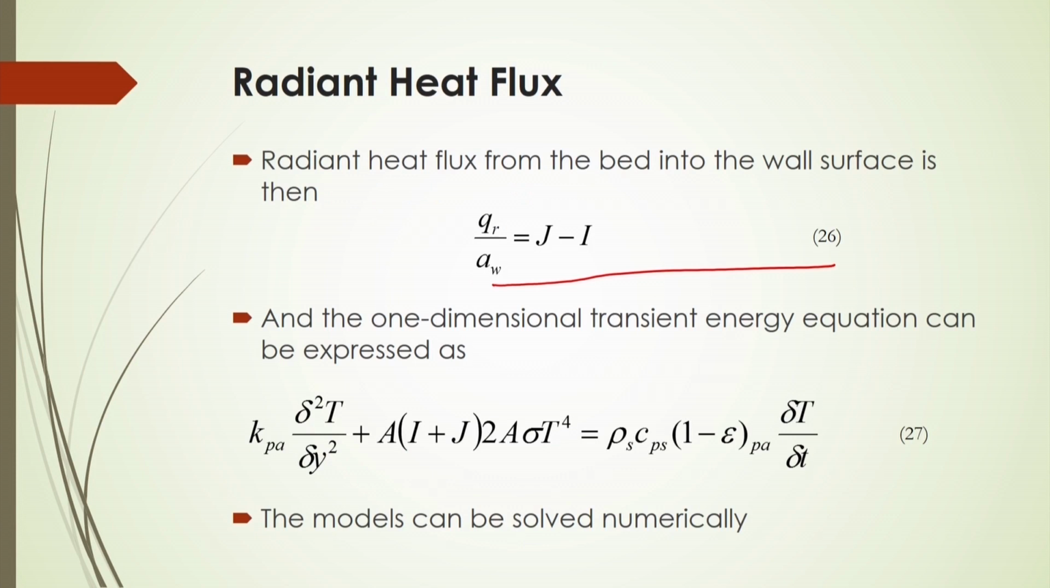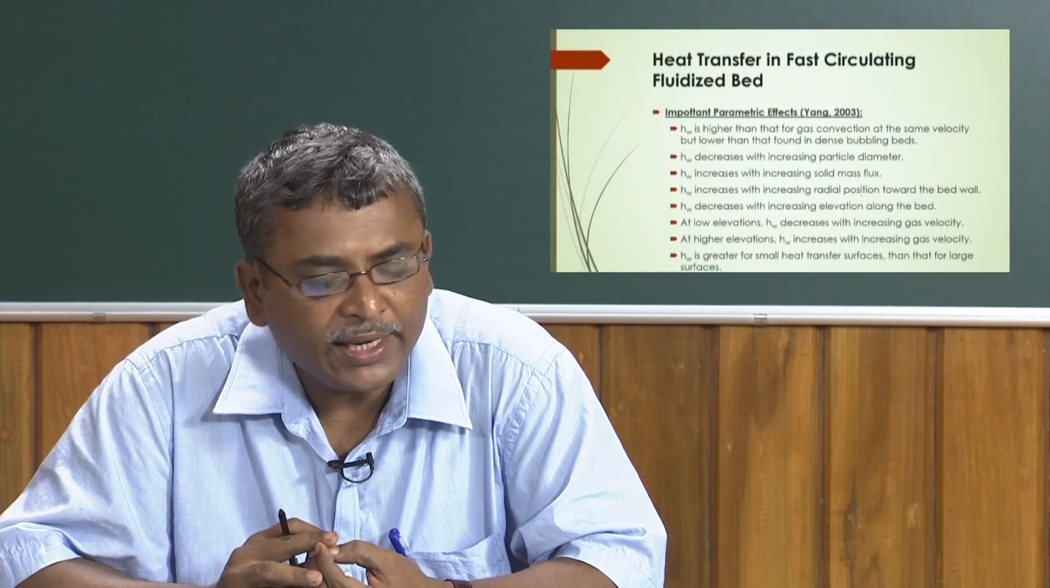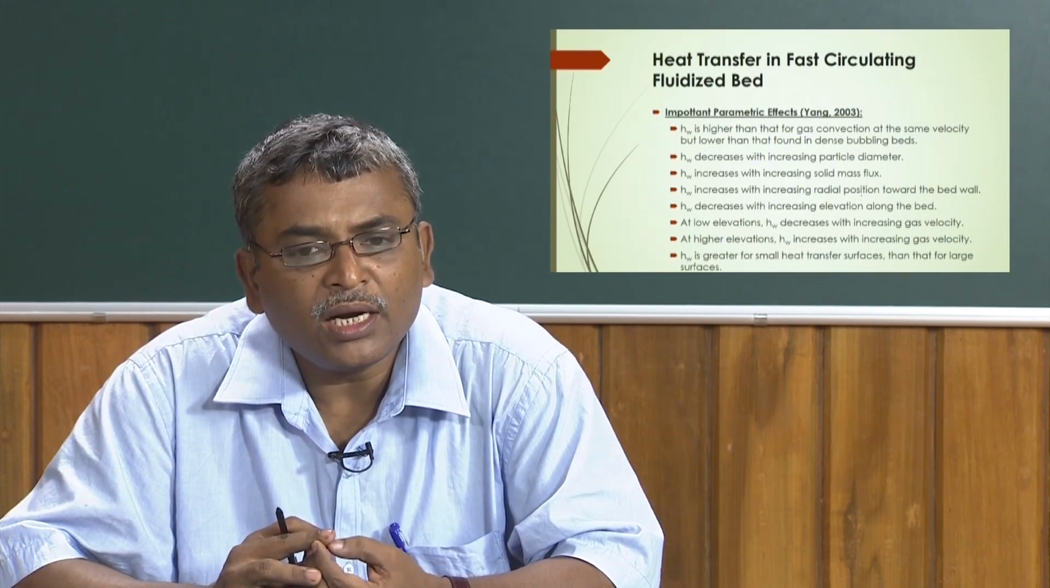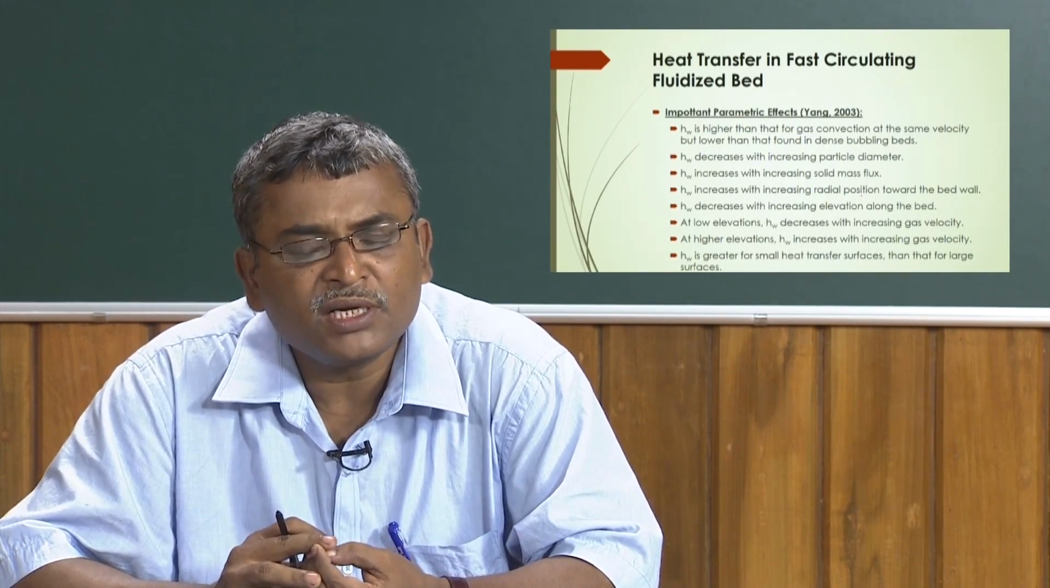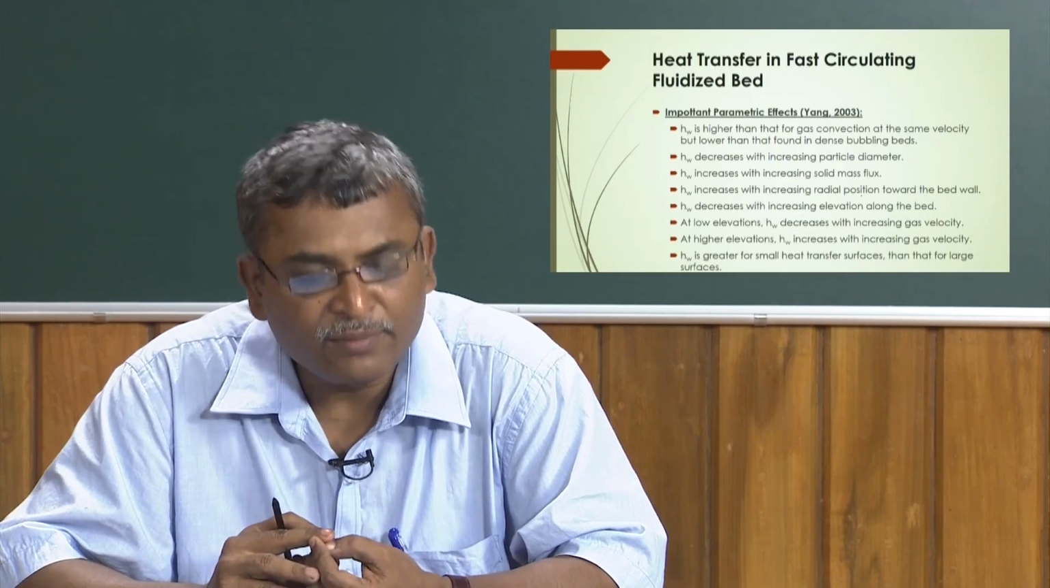The one-dimensional transient energy equation can be expressed by equation 26 with respect to the backward and forward radiant heat fluxes. Now, what should be the total heat transfer coefficient? Once you know the radiant heat transfer coefficient and the convective heat transfer coefficient, the total heat transfer coefficient inside the bed can be easily calculated. So, that is other than the circulating fluidized bed.